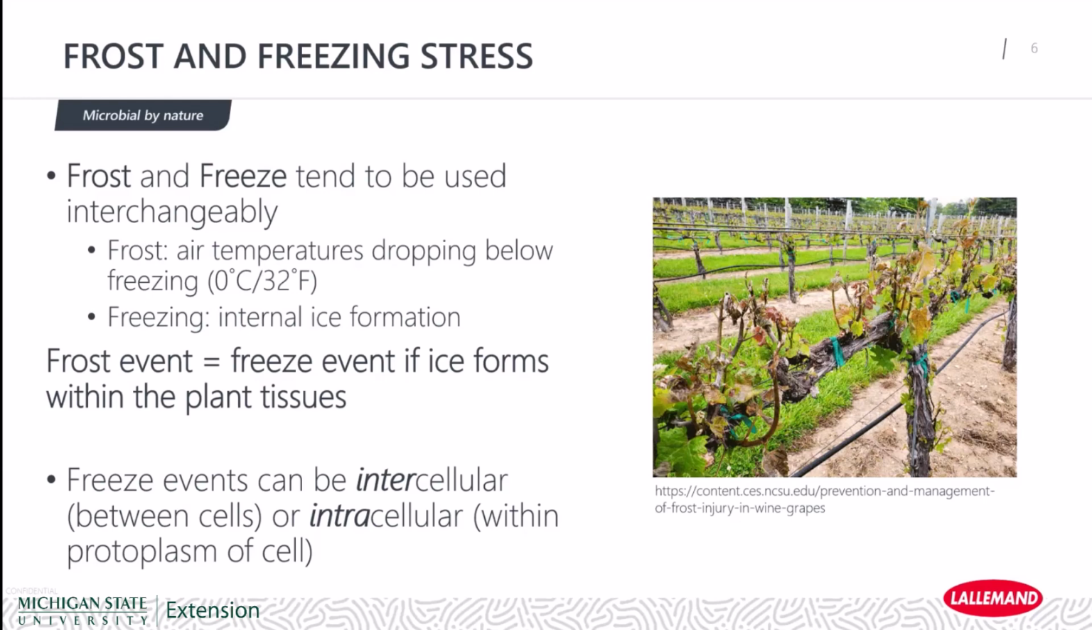But scientifically speaking, frost is just when the air temperature actually drops below 0 Celsius or 32 Fahrenheit, whereas freezing is actually internal ice formation. And the important way to think about this is that a frost event can be a freeze event if you get ice forming within your plant tissues. These freeze events can actually occur in two ways. You either get an intercellular freeze event or you get an intracellular freeze event, meaning either between your cells or within your cells, respectively.